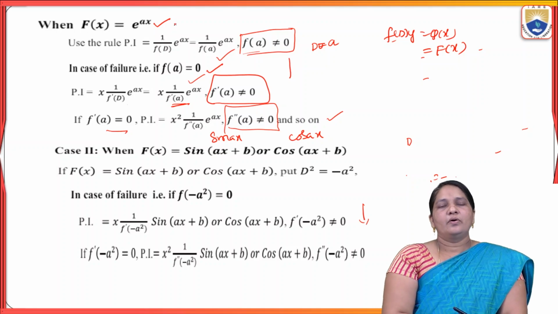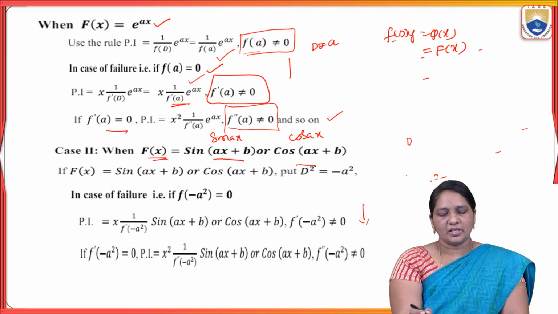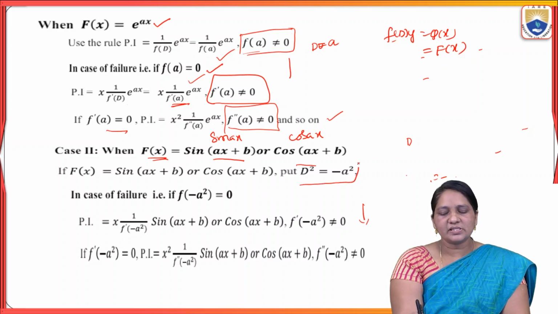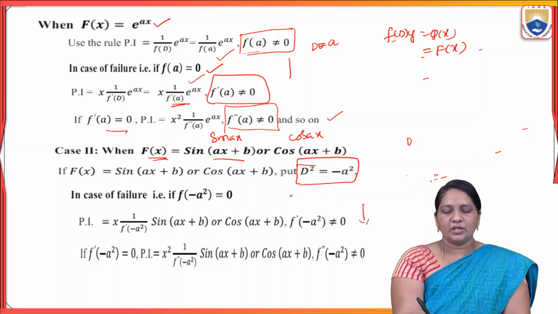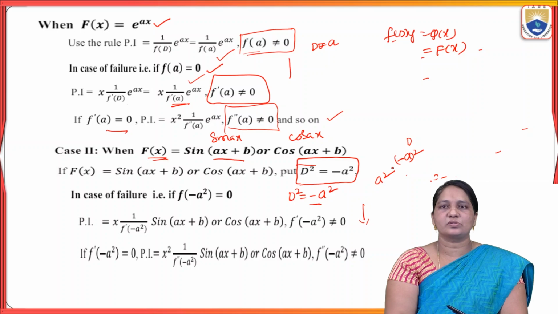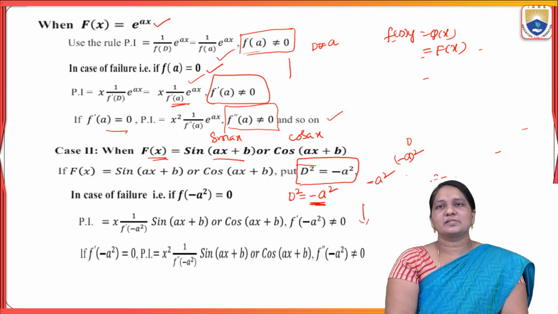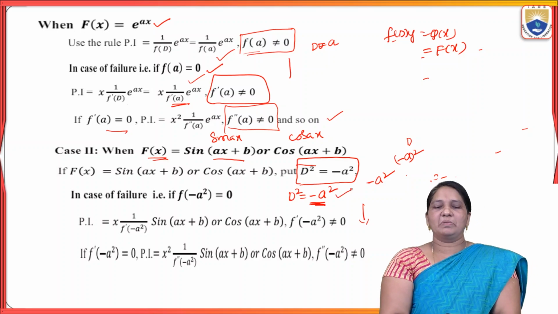ax. For example, if you are having f of x or q of x value as sin ax or cos ax, here we are going to follow this method. We have to replace d square with minus a square. If you are taking minus a whole square, then a square will be positive. But here they are telling minus a square, that means after taking the square term, then we have to take minus. That means this is the negative value we are going to replace here.